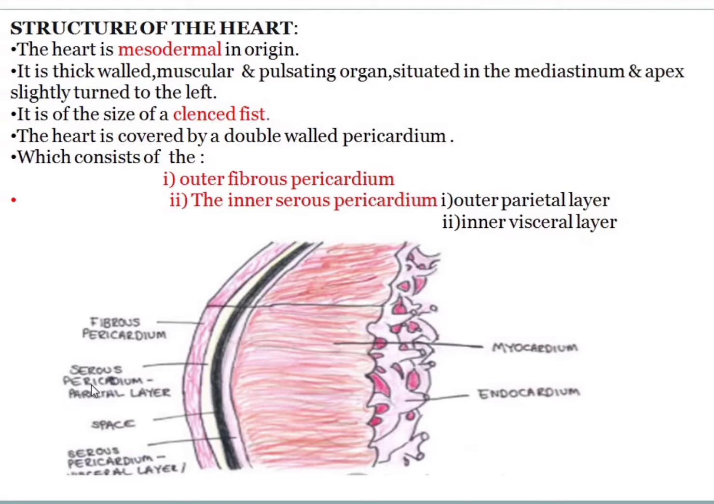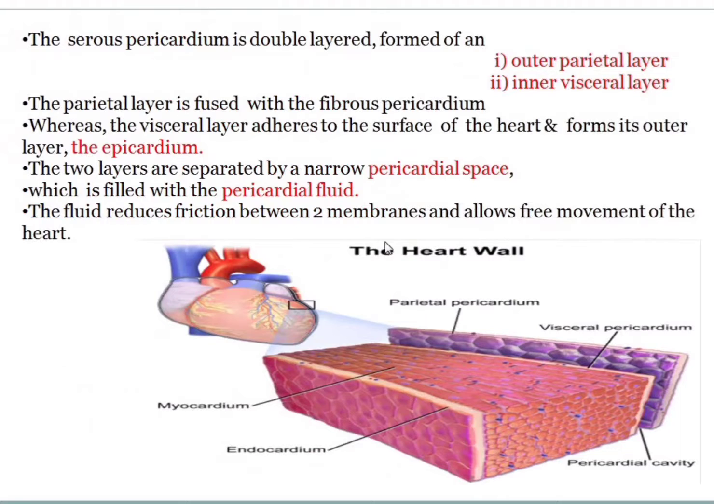This serous pericardium also has 2 layers, the outer parietal layer and the inner visceral layer. See here, the outer parietal layer is fused with the fibrous pericardium. The inner visceral layer is adhered to the heart. This is the parietal pericardium, the first outer layer, and this one is the visceral pericardium, which is adhered to the surface of the heart.